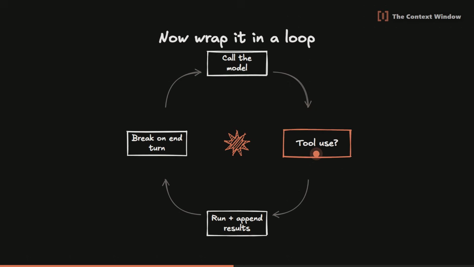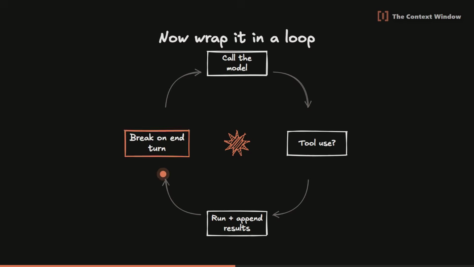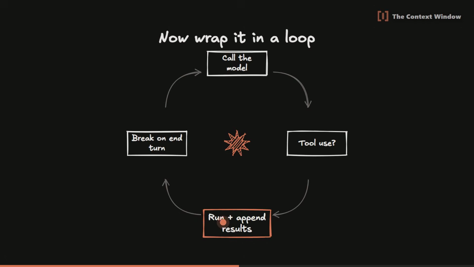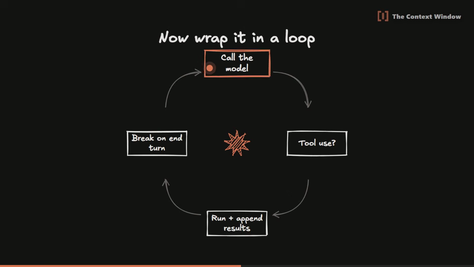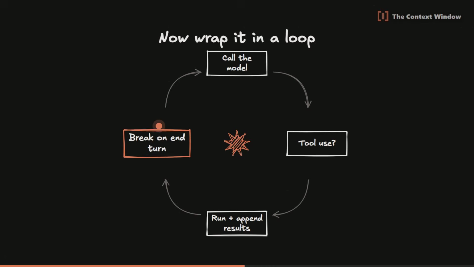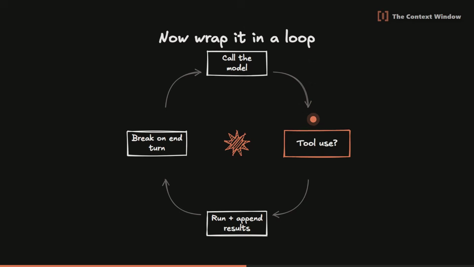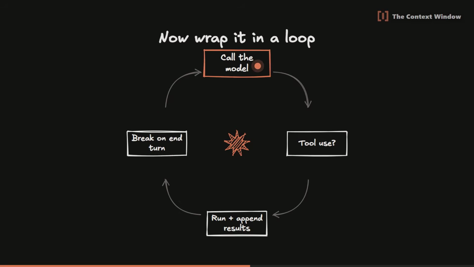So you wrap the whole thing in a while loop. Each pass, call the model. If the stop reason is tool use, run whatever tools it asked for, append the results, and go around again. The moment the stop reason is end turn, you break out and return the answer. That loop is the agent. Seriously, I think that's the entire engine.